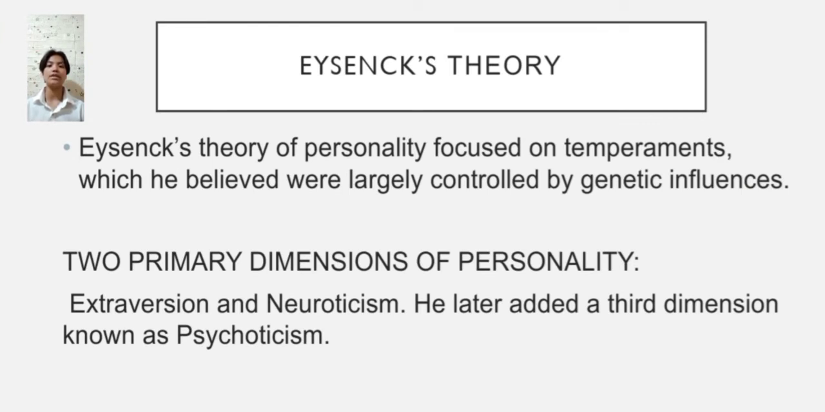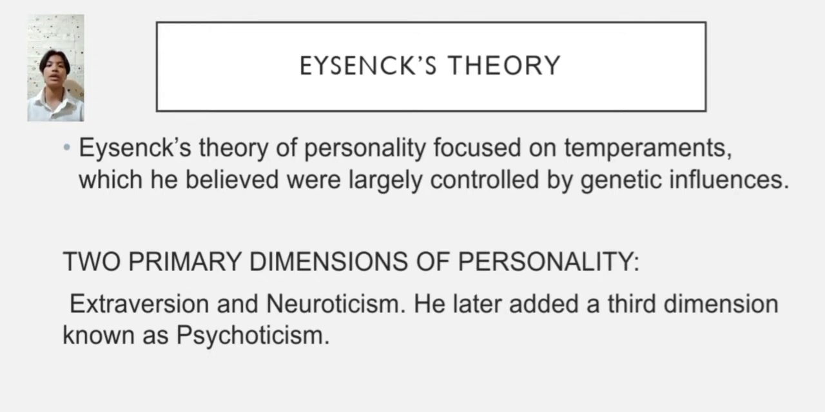Eysenck's theory of personality focused on temperaments, which he believed were largely controlled by genetic influences. He utilized a statistical technique known as factor analysis to identify what he believed were the two primary dimensions of personality, extraversion and neuroticism. He later added a third dimension known as psychoticism.